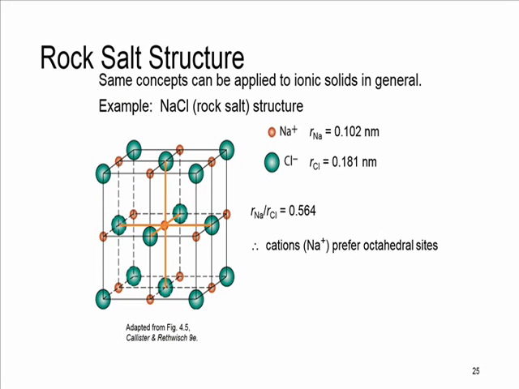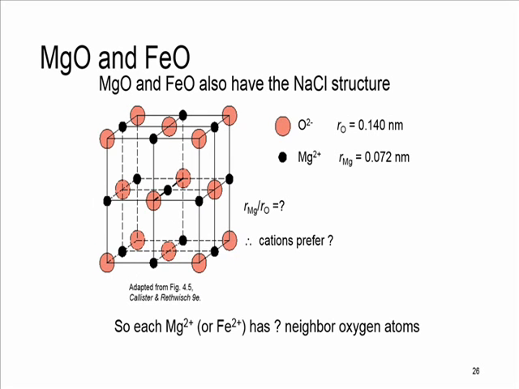Of course, the concept in NaCl, which has ionic bonds, is the same. Again, we calculated the ratio of cation to anion radius, and you see it's 0.564, which is still in the same range as the previous slide. So the octahedral site is preferred by NaCl. For MgO, magnesium oxide, it's the same. We have 2 negative charges here for oxide, 2 positive for magnesium, and the radius R can be found from the first page of the book. And if we calculate the ratio of the radii, it is equal to 0.514. Therefore, the cation prefers octahedral sites. So each Mg or Fe2 plus has 6 neighbor oxygen atoms.